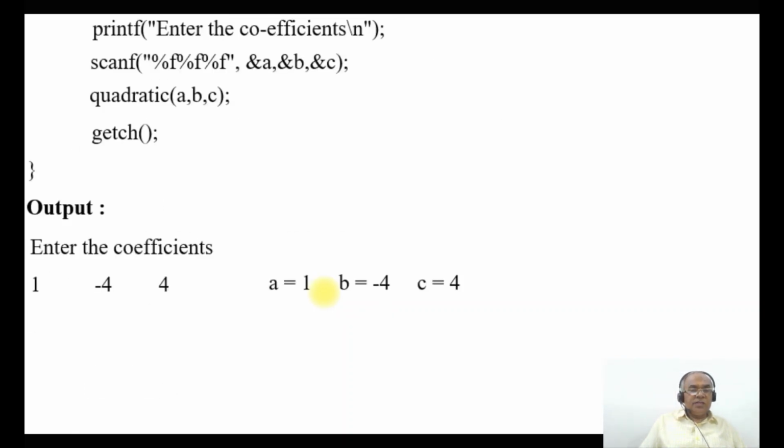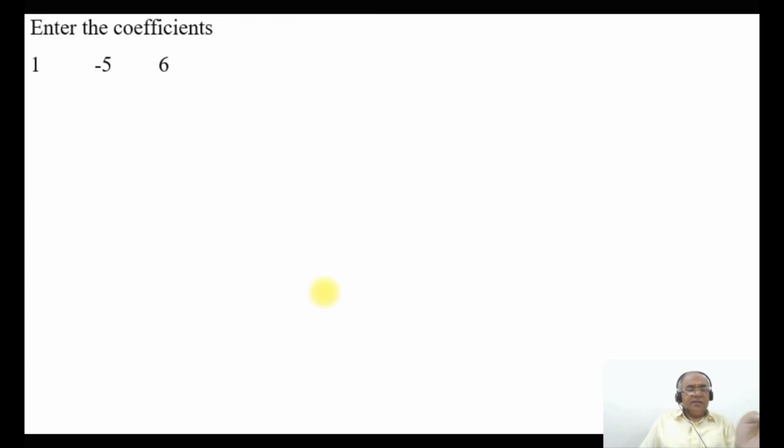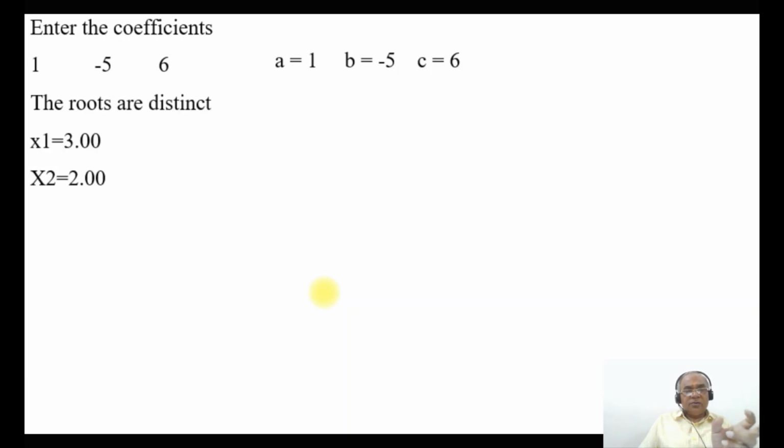Similarly, it goes to the second function. The same procedure is followed for 1, minus 5 and 6. Substitute the values a is equal to 1, b is equal to minus 5 and c is equal to 6, and it calculates the values. So the roots are distinct, that is x1 is equal to 3.00 and x2 is equal to 2.00.